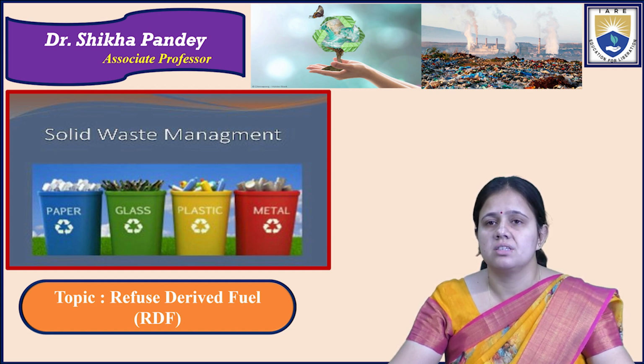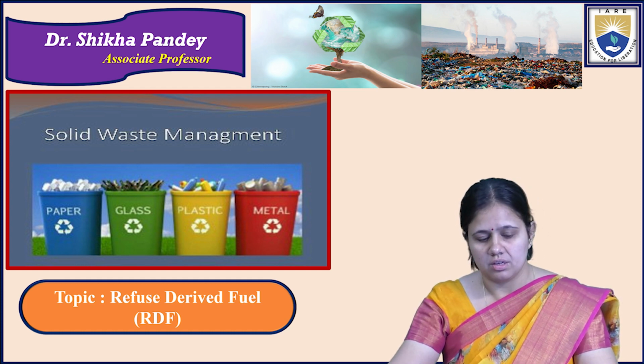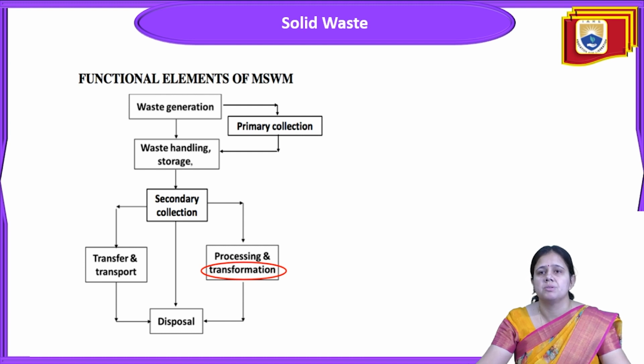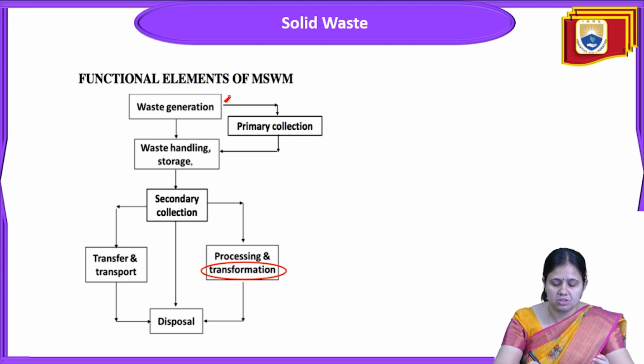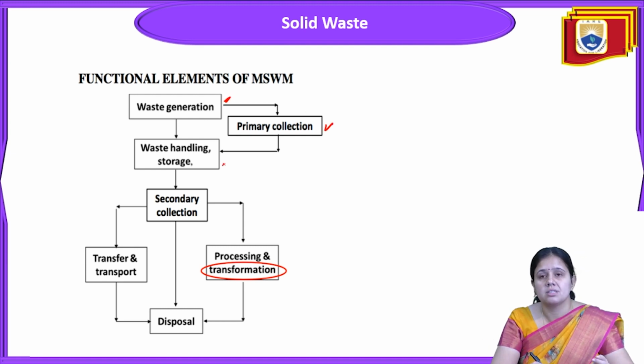So today I will discuss refuse derived fuel, that is RDF. First of all, this is the functional element of municipal solid waste. In the whole municipal solid waste system, it starts from waste generation to its primary collection, then waste handling and storage. After waste handling and storage, the secondary collection method will be there. After the secondary collection methods, it passes through different processes. First is transfer and transport, and after that processing and transformation.